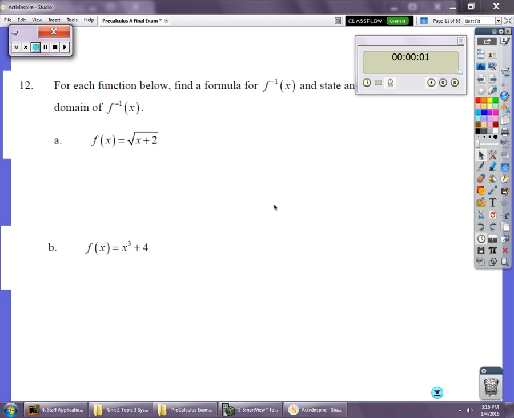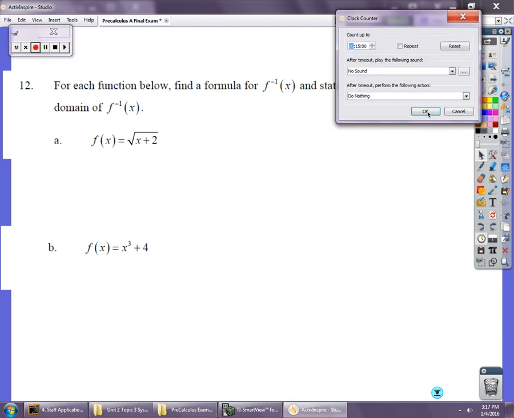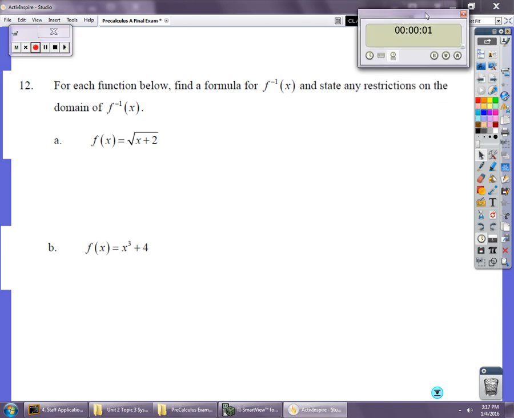Okay, so I'm going to pick up with 12 to 16, and then this is going to be the end of questions from Unit 1. Okay, let me remember to start my timer this time, just in case.